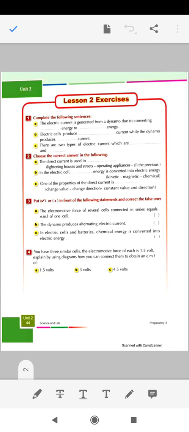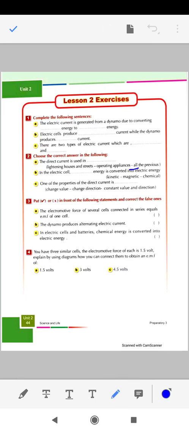Choose the correct answer. The direct current is used in lighting houses, no of course. Operating appliances, bravo. All the previous, no. In the electric cell, chemical energy is converted into electric energy. In the electric cell, the battery or electrochemical cell, the chemical energy changes into electric energy.